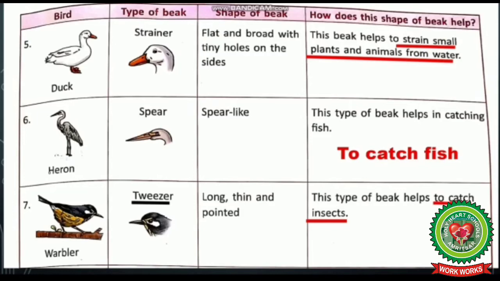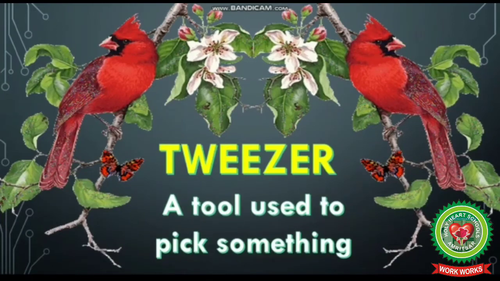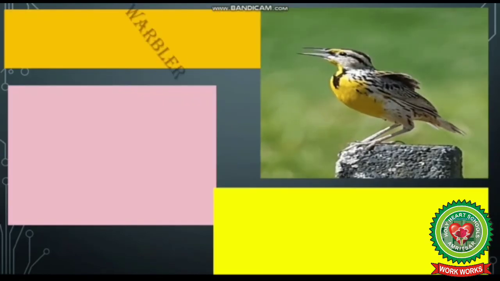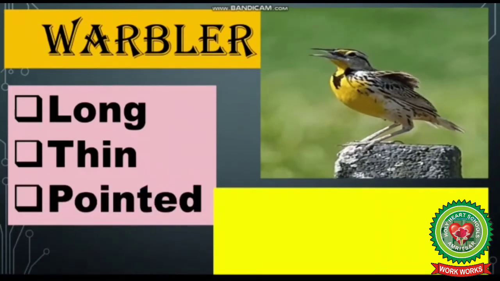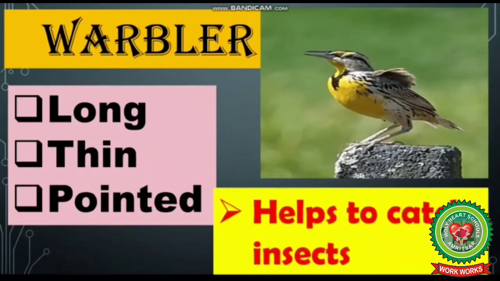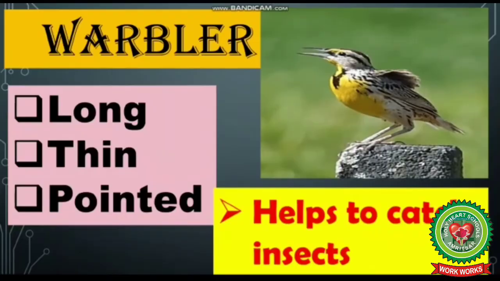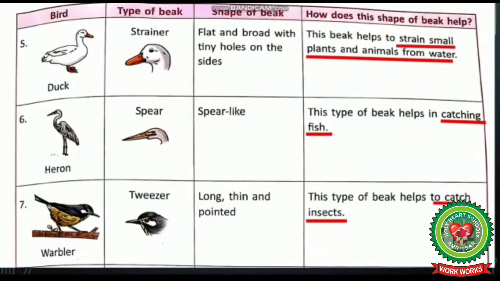Now number 7 is warbler. Warbler has tweezer type of beak. Underline word tweezer and write its meaning, a tool used to pick something. Its shape is long, thin and pointed. And students, this type of beak helps to catch insects. So, underline the function of this beak is to catch insects.